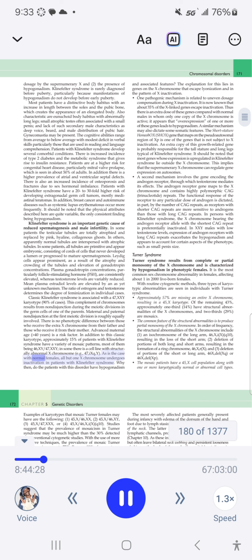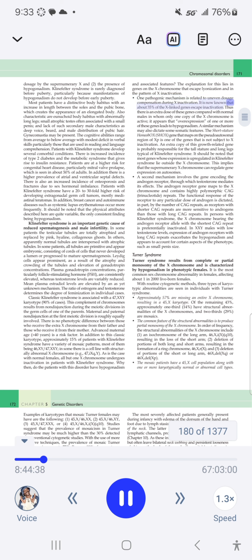As is the case with normal females, all but one X chromosome undergoes inactivation in patients with Klinefelter syndrome. Why then do the patients with this disorder have hypogonadism and associated features? The explanation for this lies in genes on the X chromosome that escape lyonization and in the pattern of X inactivation.